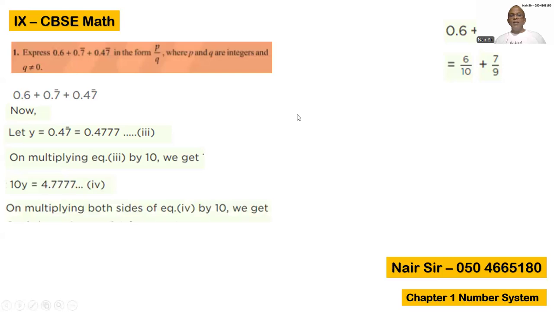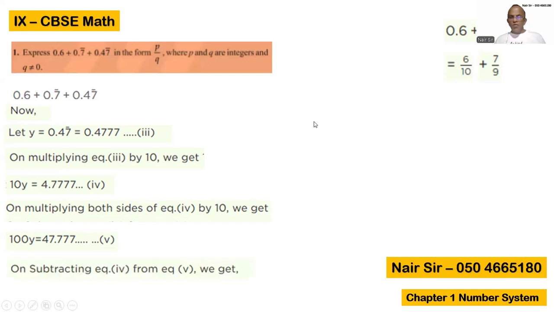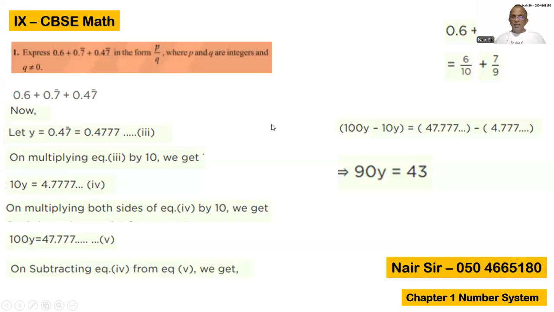Now what I'm doing, I'm multiplying again both the sides by 10. Now I've got the same format which I need, so it's very simple for me to solve it. 100y is equal to 47.77777. Okay, then next I'm subtracting equation 4 from equation 5. And what do I get? I get 47. This one, my 7.7777 gets cancelled out. What am I left with? Now 100y minus 10y gives me 90y.